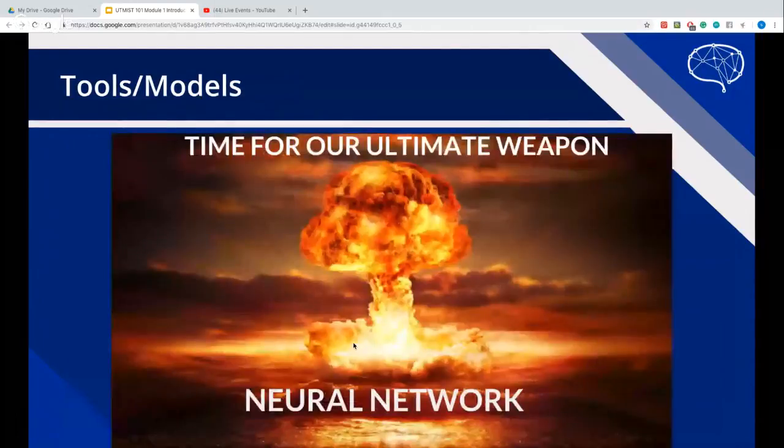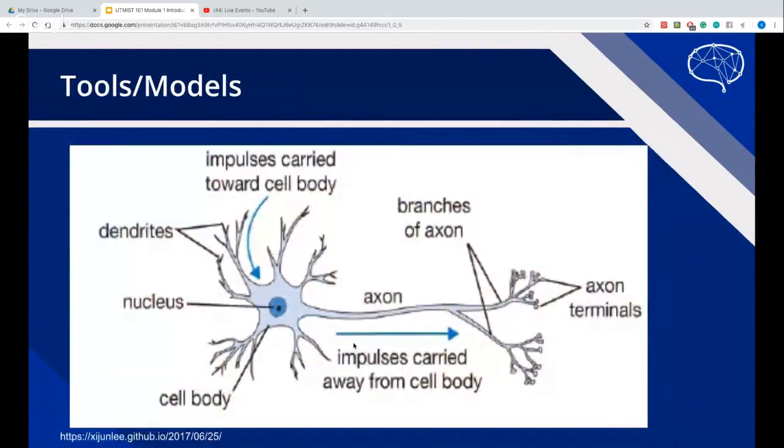Okay, let's talk about the neuron first. This is a drawing of a biological neuron. The neuron has basically two parts: one is the cell body, and the other part is the axon. The cell body has many dendrites. The dendrites are connected to other neurons, so the other neurons will send a sort of impulse or signal to this neuron through the dendrites.